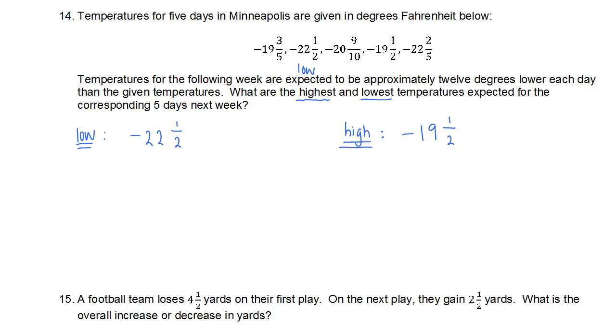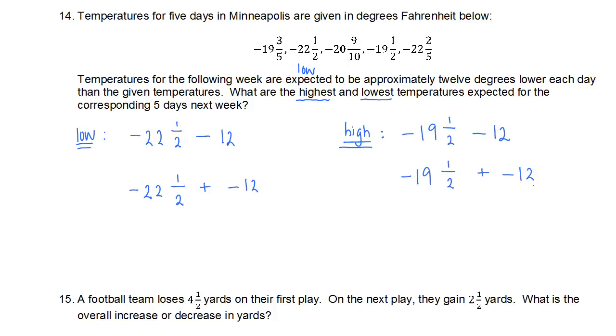So if the temperatures the following week are supposed to be 12 degrees lower, then from each of these I want to subtract 12 degrees. And if I do that problem, I will have the low temperature and the high temperature for next week. Because I have subtraction from a negative number, I'm going to rewrite it as negative 22 1/2 plus negative 12. And for the other expression, negative 19 1/2 plus negative 12.